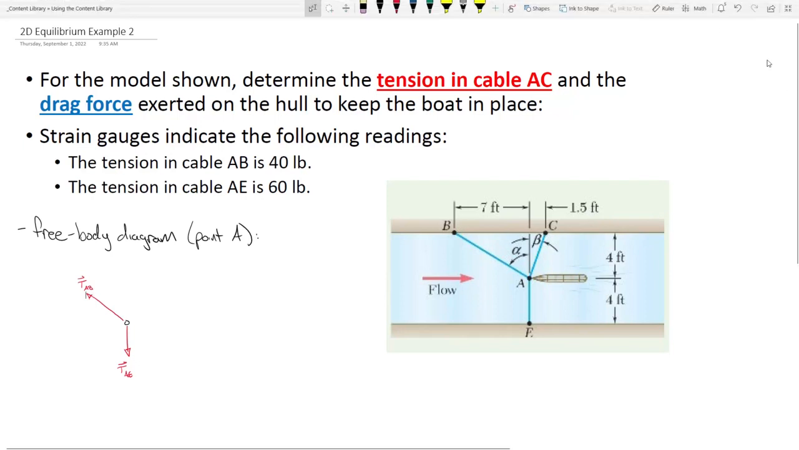Now, where I said I'm going to be color coordinated, I'm going to draw this one right here in blue. Tension AC. And then there is a fourth force. The fourth force is this flow or this drag force wanting to push the barge down the river. So we're going to apply a fourth force right here, and I'm going to call this FD. Okay, so drag force.